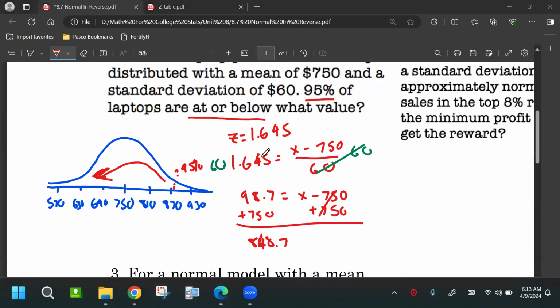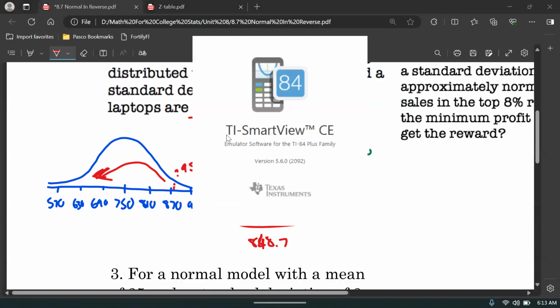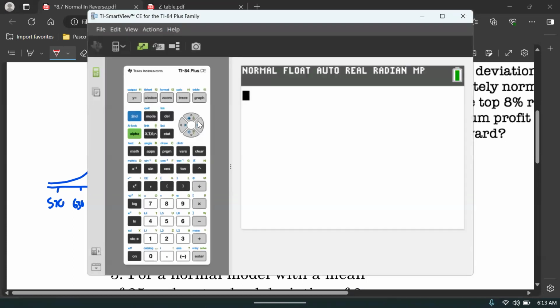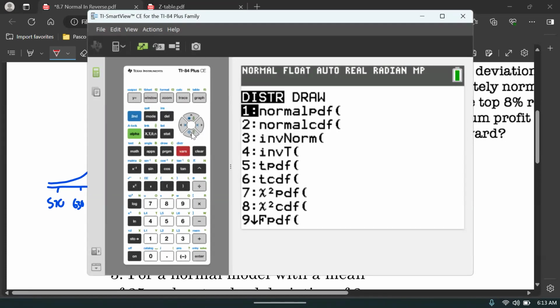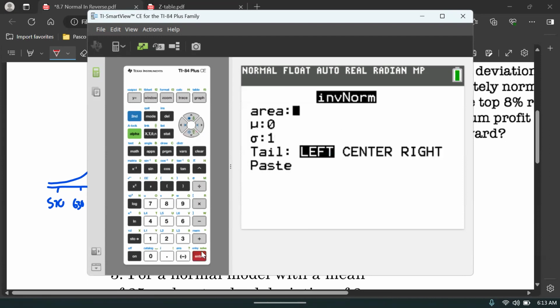All right. So let's set it up there. We would use the inverse norm function. So that's what we're going to do. So let me show you that. So again, you're going to go to second vars and we're going to go to inverse norm. Now remember, I mentioned this briefly last time and I'll say it again. A newer calculator with a more updated software has this tail option here where you can choose left, center, and right. But most calculators, especially the ones in school, don't have this option. So they default to left. So I'm going to do it based on if it was default anyway.